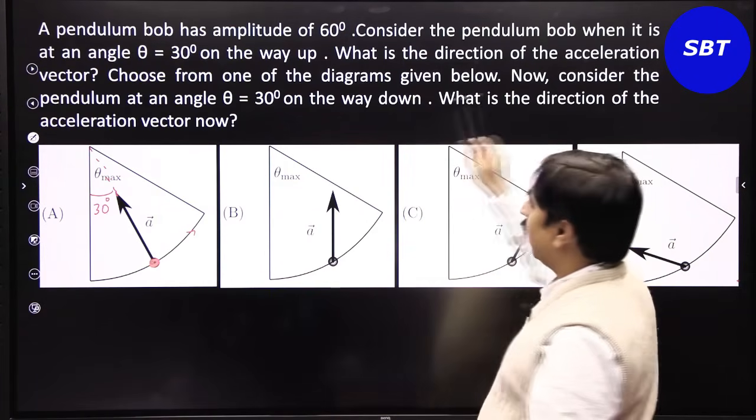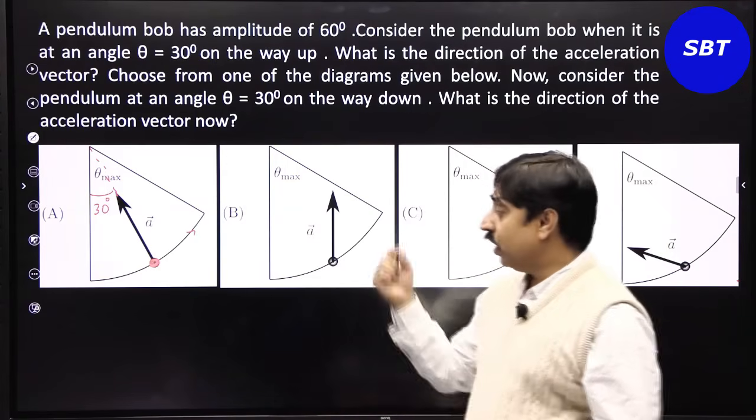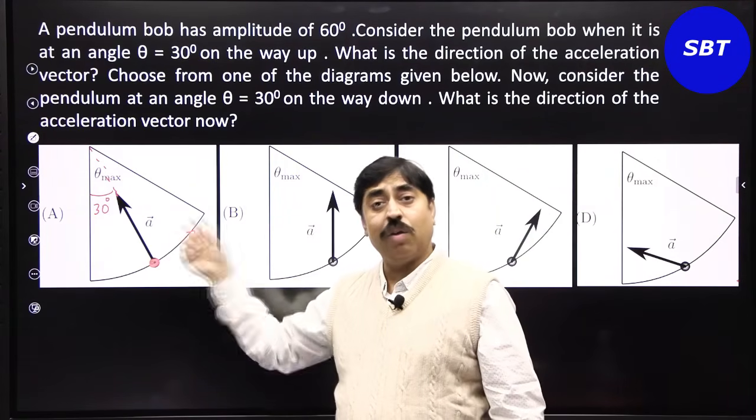What is the direction of the acceleration vector? What is the direction of the acceleration vector of this bob?